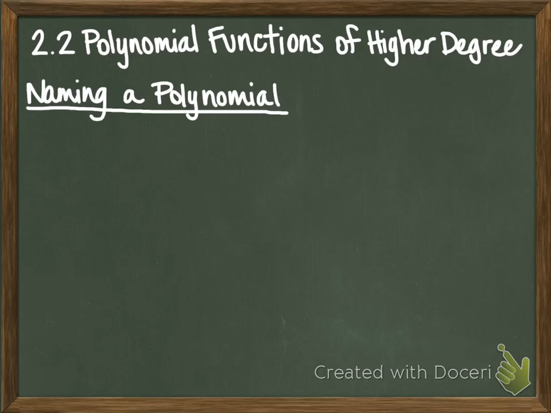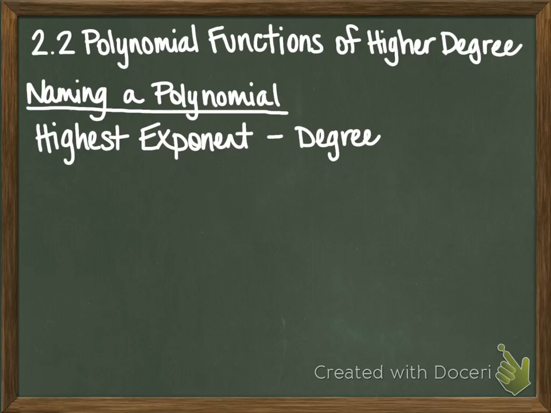So the first thing we want to look at is naming a polynomial. To name a polynomial, you're going to look at the highest exponent, which tells you the degree. So you could say second degree, third degree, fourth degree, etc. Most of the time, for a highest exponent of 2, we say quadratic. For a 3, we say cubic. Fourth, you could say quartic. Fifth, you could say quintic, but that gets a little confusing. So usually after 3, we just say 4th degree, 5th degree, 17th degree, etc.